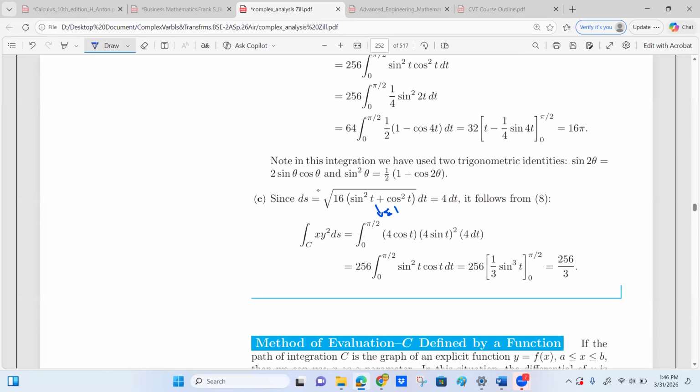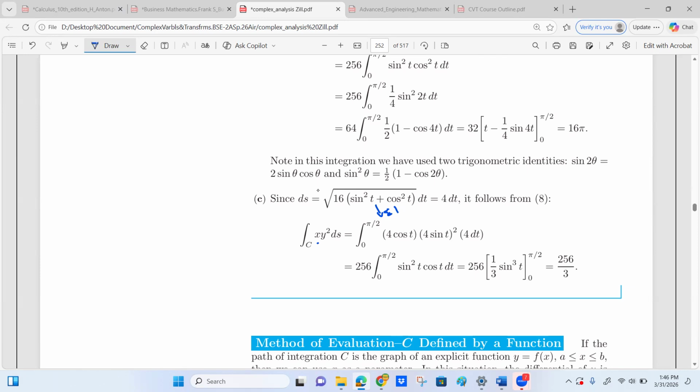Okay. So then after putting the x value as 4 cos t, y square value as 4 sin t whole square, and ds as 4 dt. So 4 for the 16, 16 for the, and again multiply by 4, you will find that 256. Limit is 0 to pi by 2.